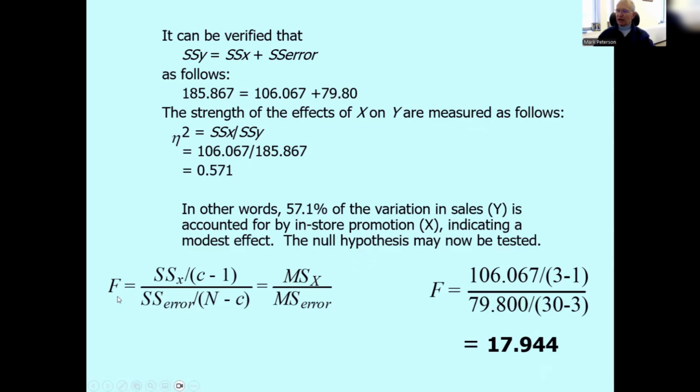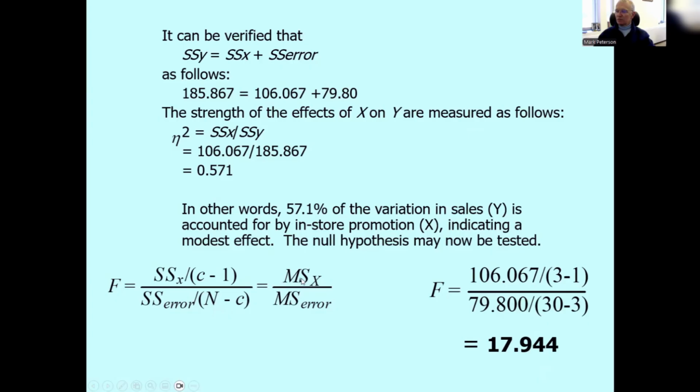So when we go to the F statistic that we would compute for an analysis of variance, we put our sum of squares X term divided by the denominator, which is the number of groups minus 1. We had 3 groups minus 1, that would be 2. And then we have the sum of square errors term, which is 79.80, divided by the total sample, that'd be 30 minus the number of groups, which was 3. That'd be 27.